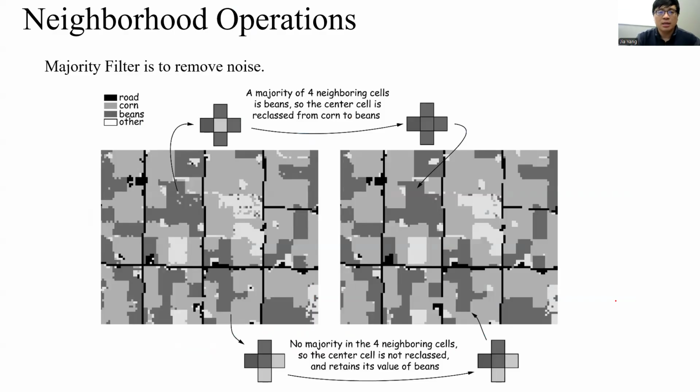So the neighborhood operation is very useful in GIS. Let's take a look at this example. In this example, we are going to use the majority filter to remove the noise. This time we are going to use a cross shape. This is our moving window, not 3 by 3 or 5 by 5, but a cross. So the moving window can be any shape, 3 by 3, 5 by 5, even a cross. It also works.